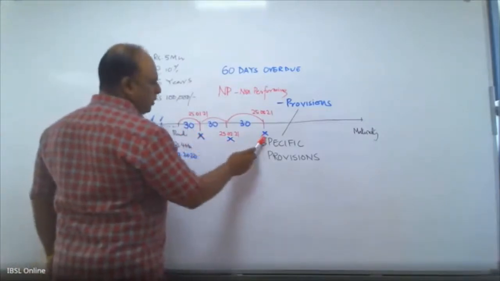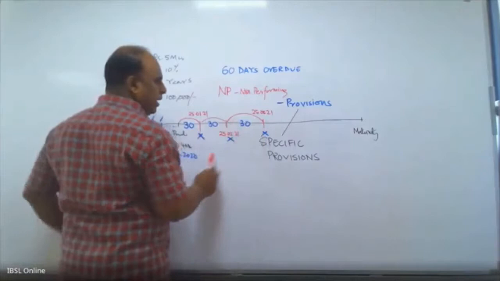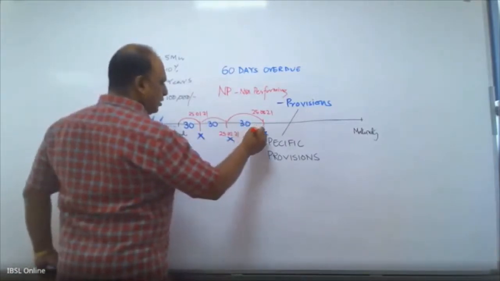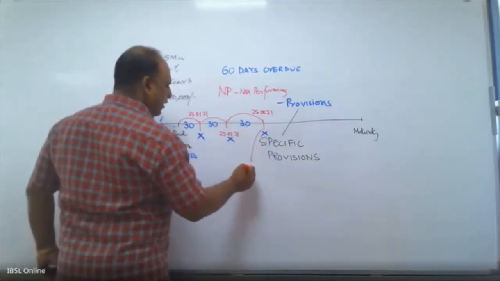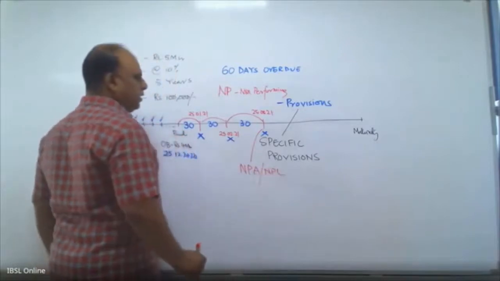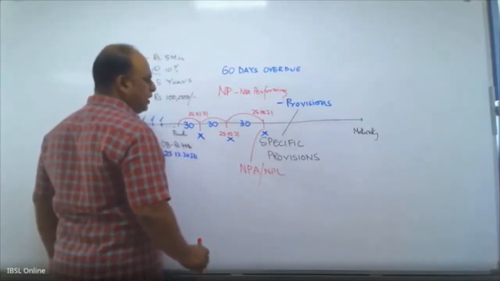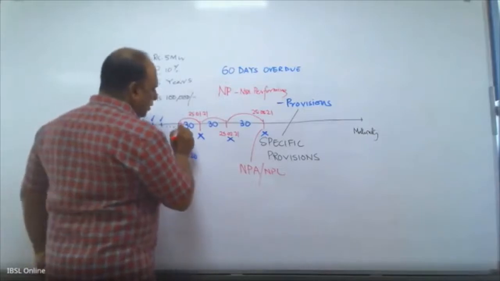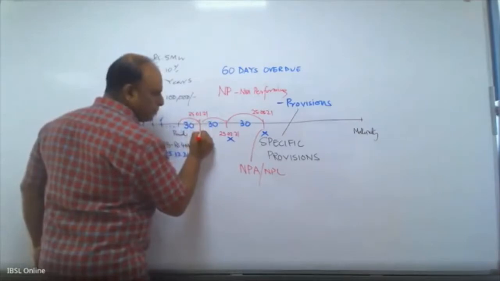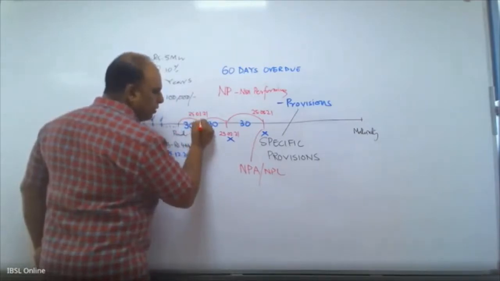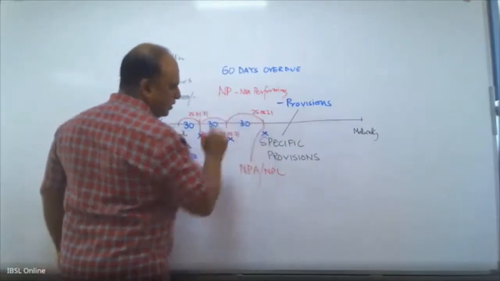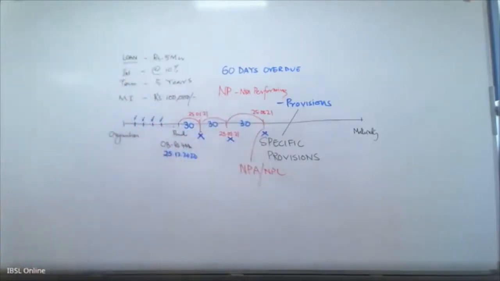There are three installments. When the three installments are not paid means you have to put this customer on 25th of March as NPA or NPL, whatever. Right? So what does it mean? 60 days overdue means the first payment was due on this date. You see? This has gone due for 60 days. Okay? Right.